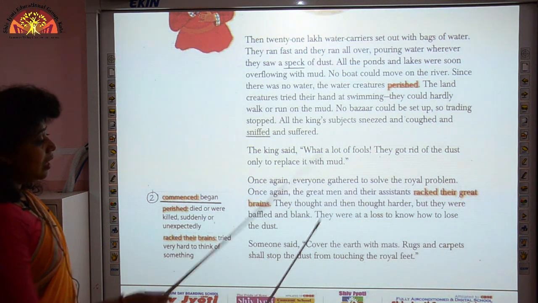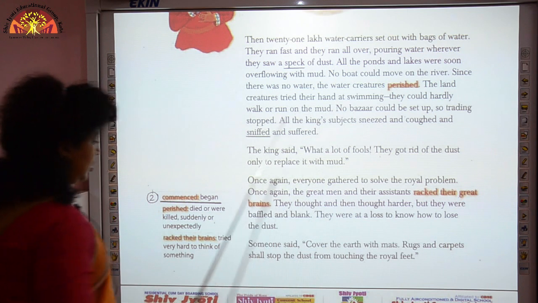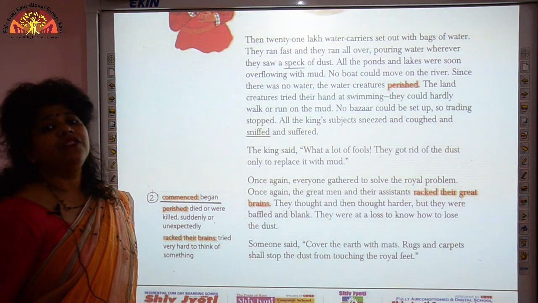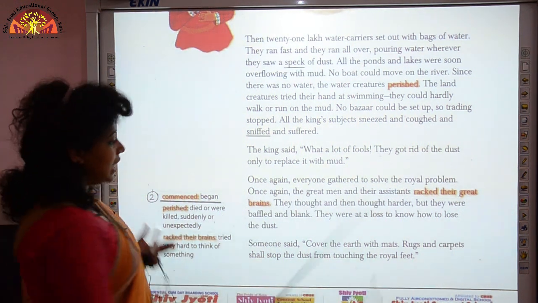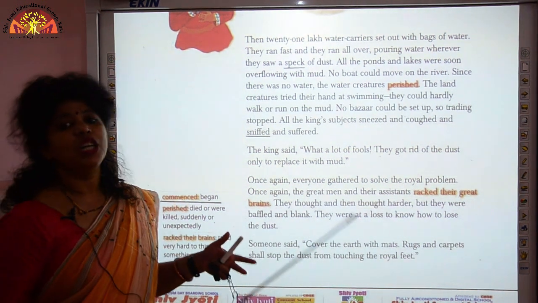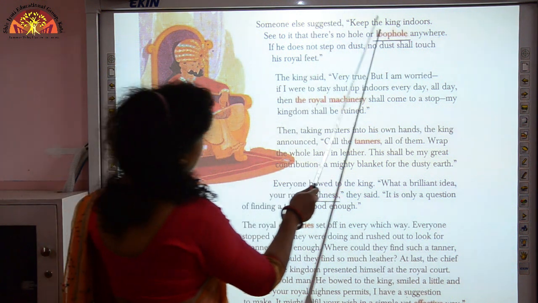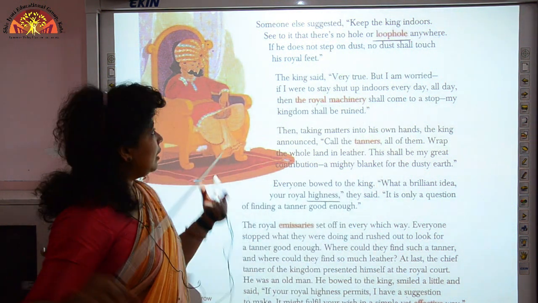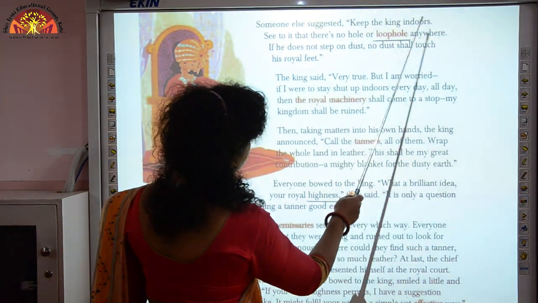Someone said, "Cover the earth with mats. Rugs and carpets shall stop the dust from touching the royal feet." So one of the suggestions they got was to cover the earth with mats, rugs and carpets to prevent the dust from touching the royal feet. Someone else suggested, "Keep the king indoors." Indoors means inside or inside the palace. "See to it there's no hole or loophole anywhere."